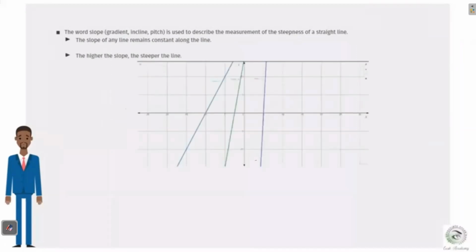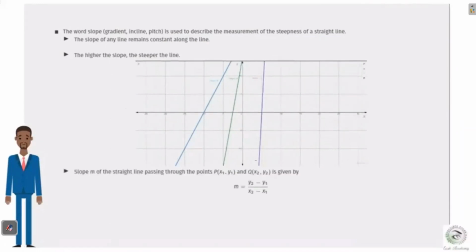The word slope, gradient, incline, pitch, is used to describe the measurement of the steepness of a straight line. The slope of any line remains constant along the line. The higher the slope, the steeper the line. The blue line has a slope of 2, the green line has a slope of 6, and the purple line has a slope of 20. Observe that the green line has a higher slope than the blue line, and it's steeper than the blue line. The purple line is the steepest and it has the highest slope.